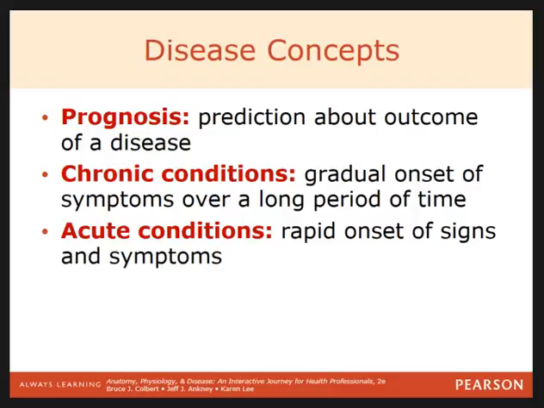So the flu is acute. Hepatitis C could be chronic. Those are both viral infections, but they have different outcomes. So acute, short-term, rapid onset, chronic, long period of time.